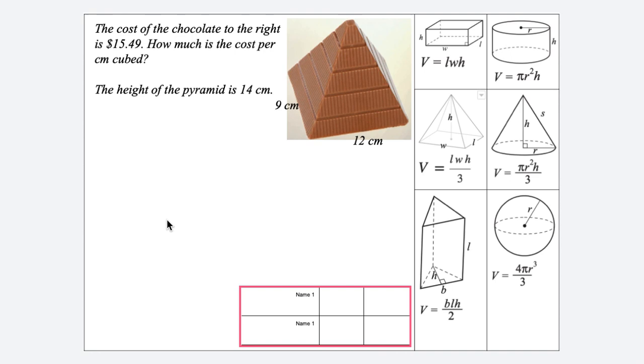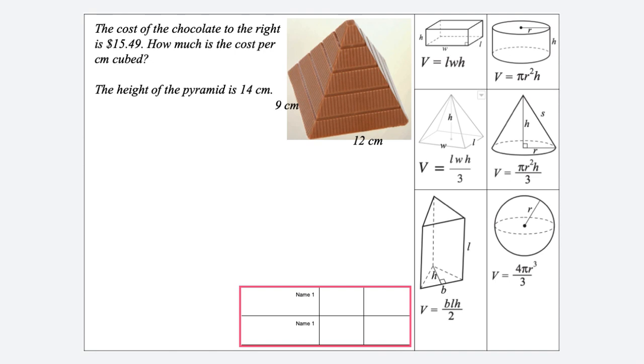So we've got a chocolate pyramid here. You can see it's nice. This makes me hungry looking at this. First, let's read the question. The cost of the chocolate to the right is $15.49. It's a big thing of chocolate. How much is the cost per centimeter cubed?